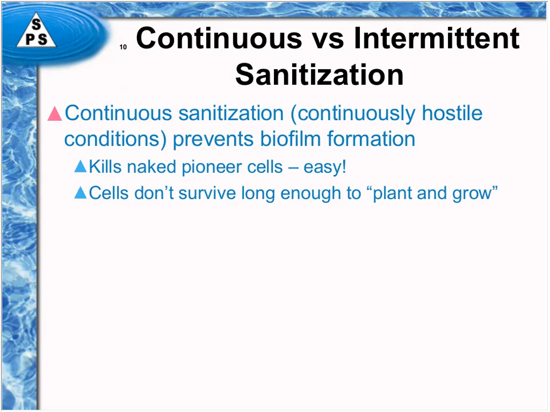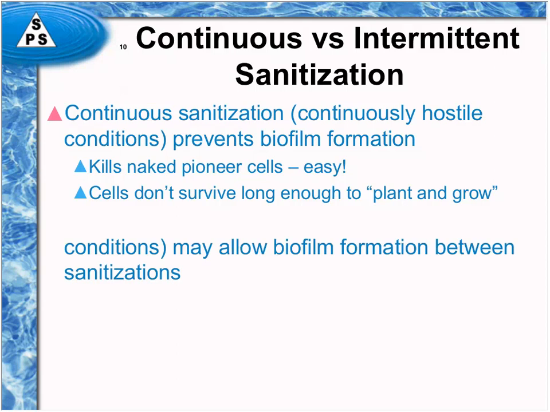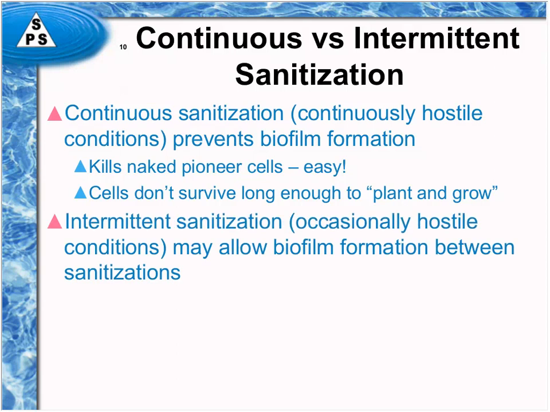Cells basically don't survive long enough to find a surface to grow on, plant and grow, I say. But the conditions are so hostile that nothing ever even begins to grow. Now, intermittent sanitization, just as the term states, is where only occasionally hostile conditions are provided. So the sanitization occurs periodically, but not on a continuous basis.